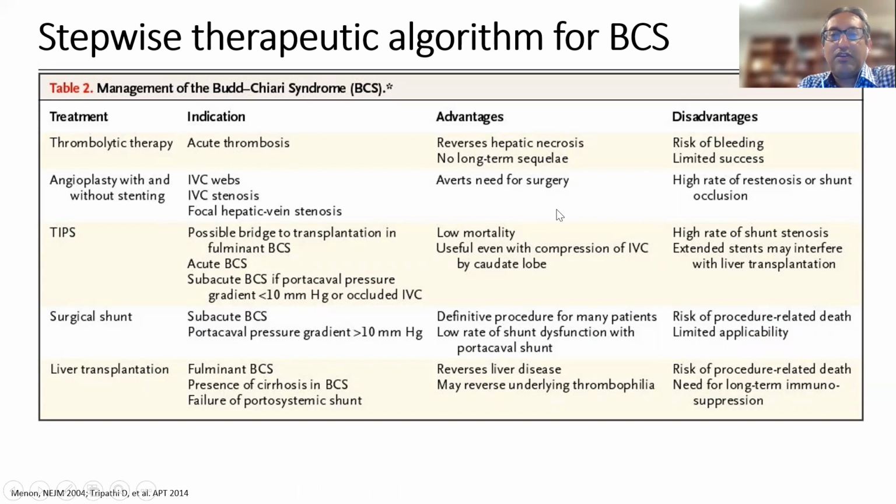And most of the time, because of the high rate of restenosis and shunt occlusion, TIPS can be a bridge to transplantation versus management. Surgical shunts can still be used in certain categories, but with the invention of TIPS, I have not seen recently people getting a surgical shunt or liver transplantation.